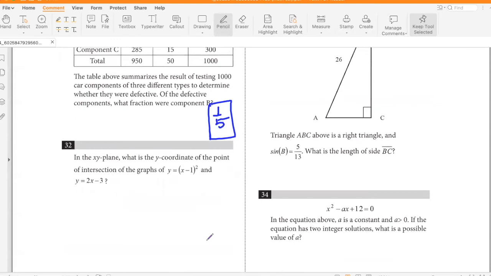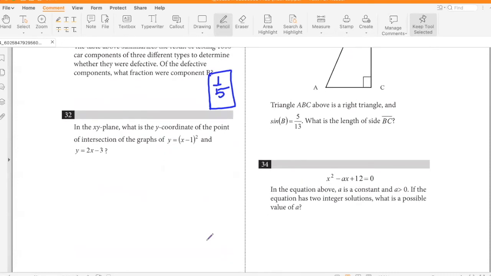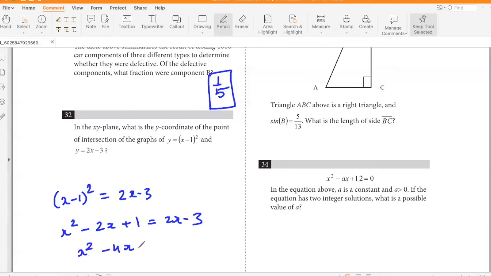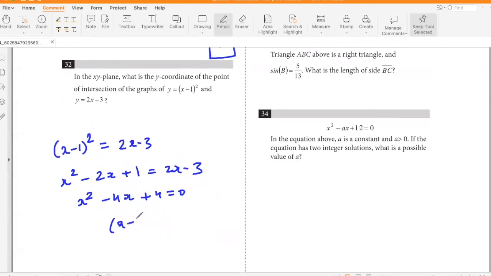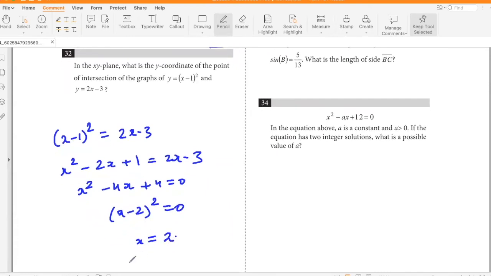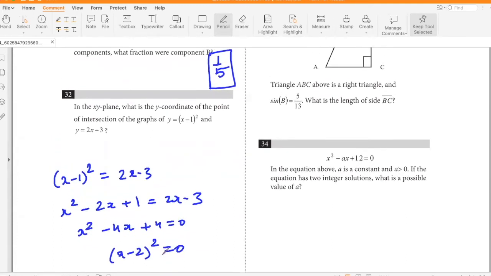In the xy plane, what is the y coordinate of the point of intersection of the graphs of these two? So I can say (x minus 1) squared is 2x minus 3. So x squared minus 2x plus 1 is 2x minus 3. So that is x squared minus 4x plus 4 is 0. So that's (x minus 2) the whole squared is 0. So x is 2. If x is 2, then y would be 2 into 2, 4 minus 3, 1. So the y coordinate would be 1.